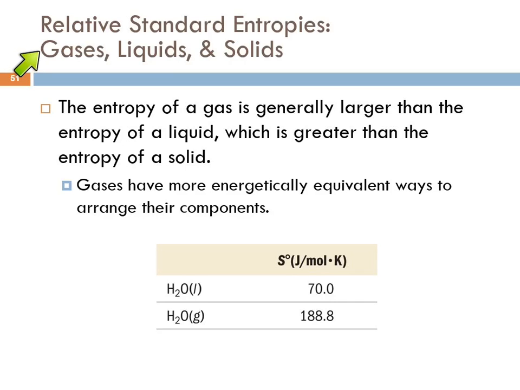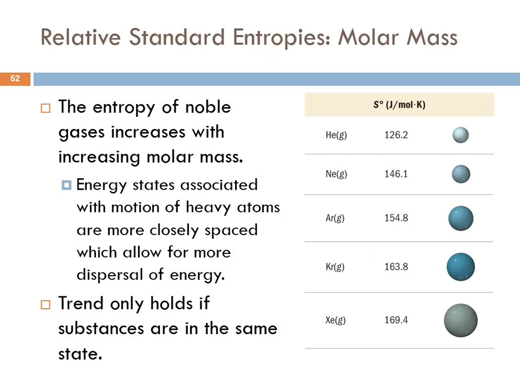The state of matter, gas, liquid, or solid, will affect the amount of entropy. The entropy of a gas is larger than a liquid, which is generally larger than a solid. So if we look at water in the liquid and gas state and we compare the molar entropies, we see that the molar entropy of the gas, water vapor, is much higher than that of the liquid. Gases have more energetically equivalent places to put their energy. They have more types of motion, and they are more widely dispersed in space as well.